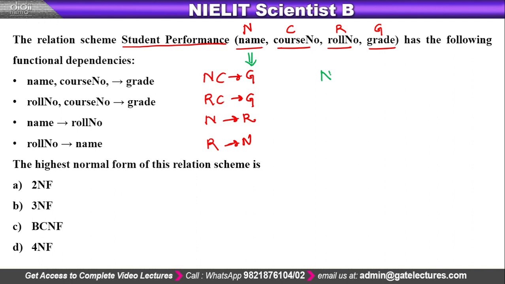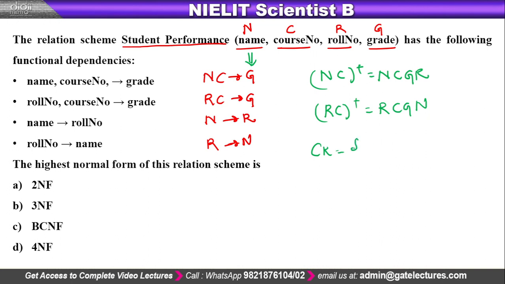So for the first candidate key, let's check NC. NC gives G and N gives R. Next we check RC, that is RC gives G and R gives N. So your candidate keys are NC and RC, meaning name, course number, and roll number, course number. Now we'll check for the highest normal form.